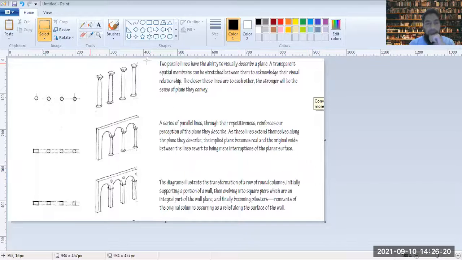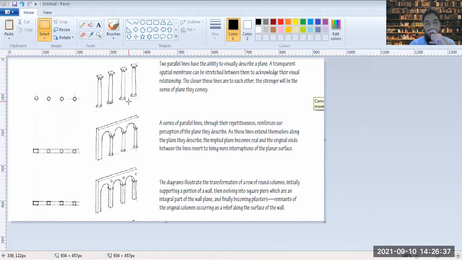Let me show you. So you have two parallel lines. They could describe the plane. These are parallel lines describing the plane. Now it's saying the closer these lines are to each other, the stronger will be the sense of plane they convey.